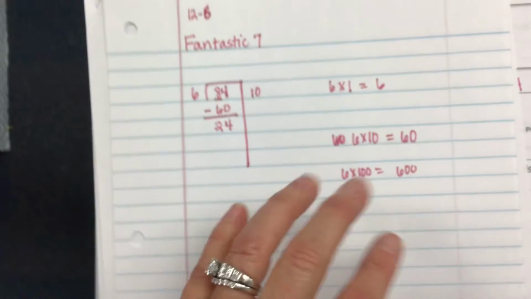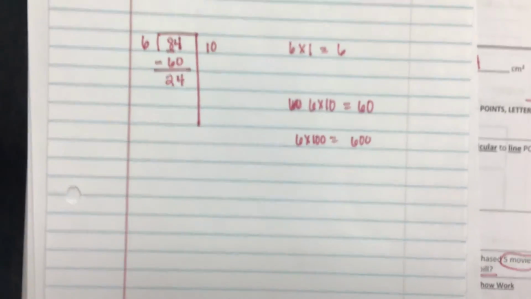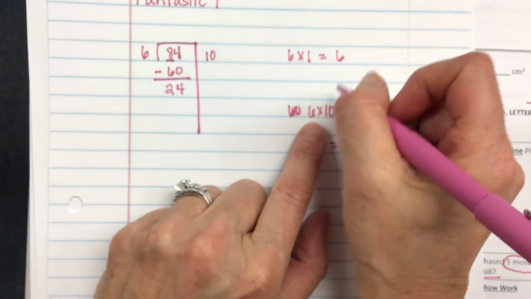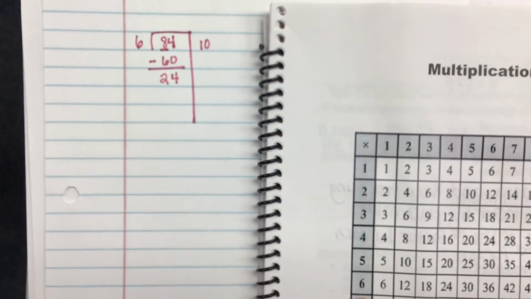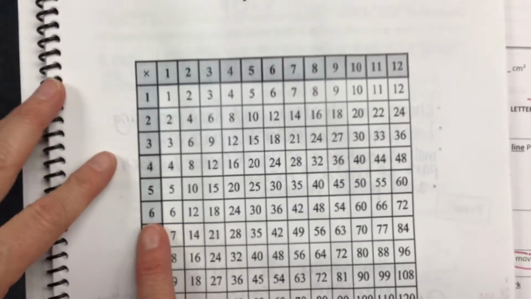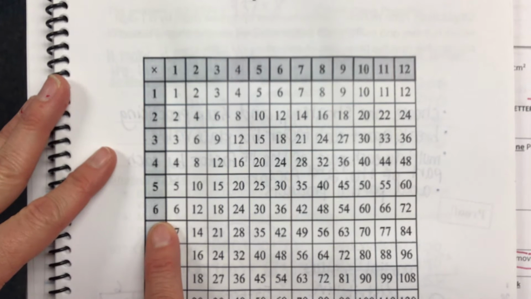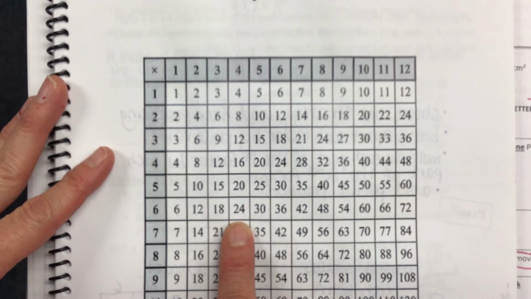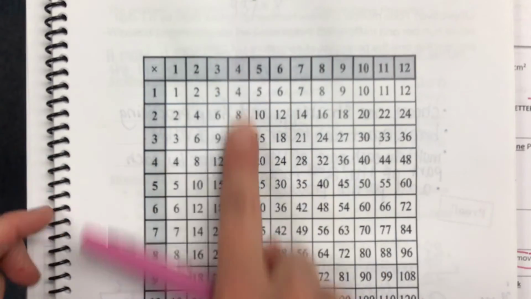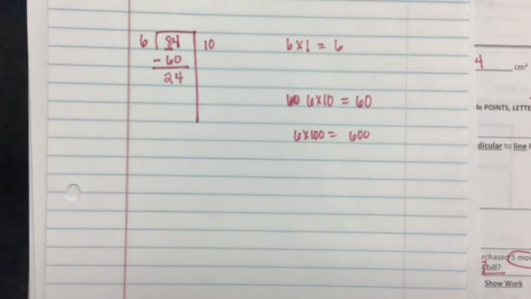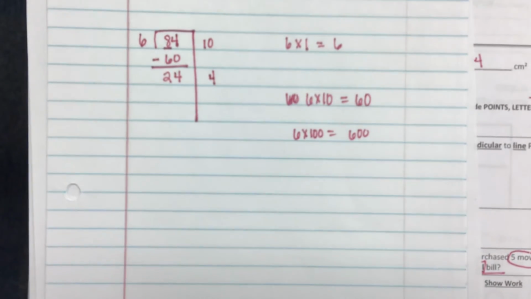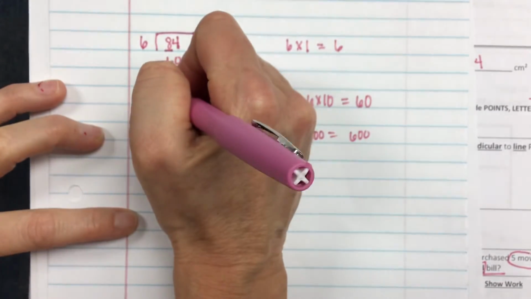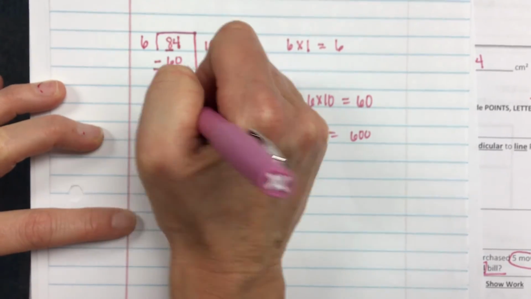Now, can I subtract another 10? Can I subtract 60 again? No. What's halfway between 6 times 10 and 6 times 1? Actually, I think another strategy is to just put your finger on the 6 and go as close as you can get to 24 without going over. What do you get to? 24. So 6 times what is 24? 4. So that means I can subtract 6 four more times, which is the same as subtracting 24.